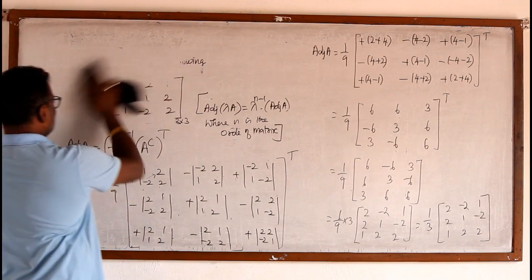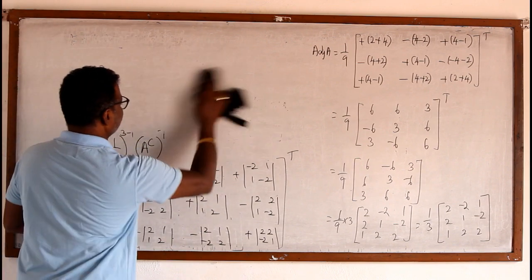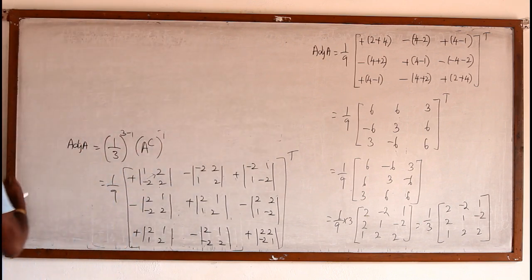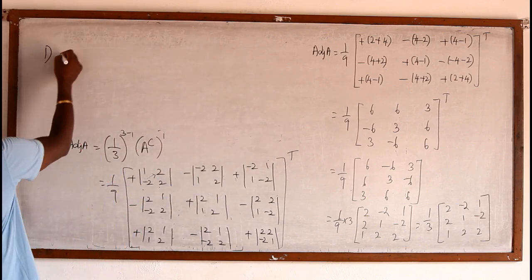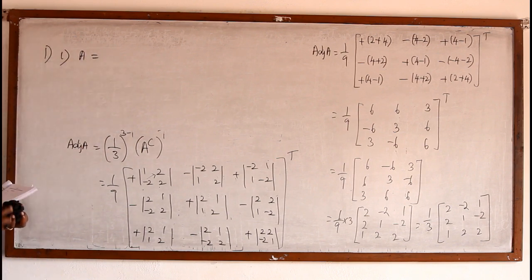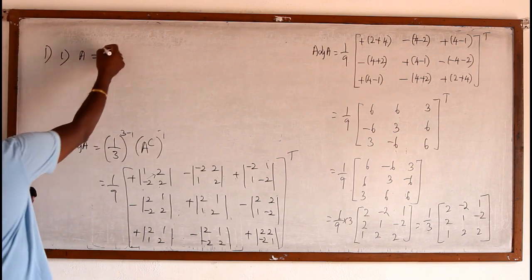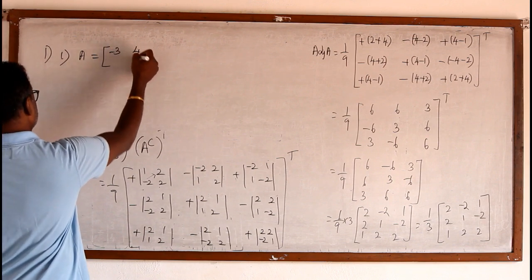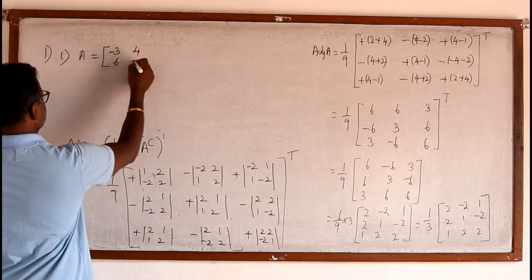Suppose it is a 2 cross 2 matrix, how do we find the adjoint? That is our next problem. We are not going to study anything; in one step we can write the adjoint. So I give this one at the end: minus 3, 4, 6, 2.